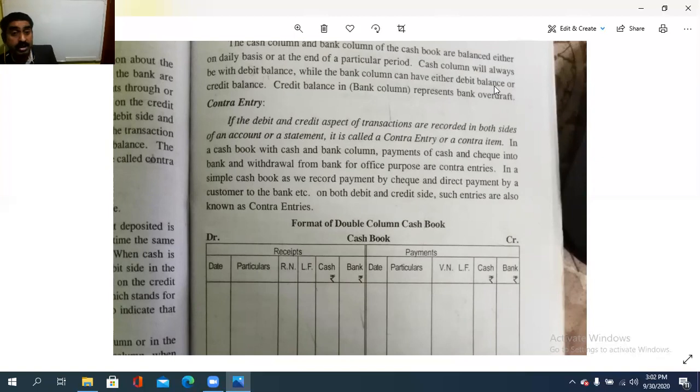ലെജർ ഫോളിയോ കോളത്തിൽ നമ്മൾ സി, ലെറ്റർ സി എന്ന് നോട്ട് ചെയ്യും. Then in a cash book with cash and bank columns, payment of cash and cheque into the bank and withdrawal from the bank for office purpose are contra entries. In a simple cash book, as we record the payment by cheque and direct payment by a customer to the bank, etc., on both the debit side and credit side, such entries are also called contra entries.